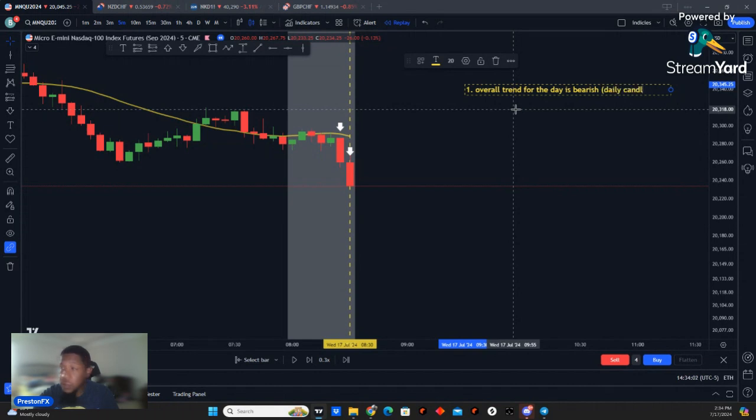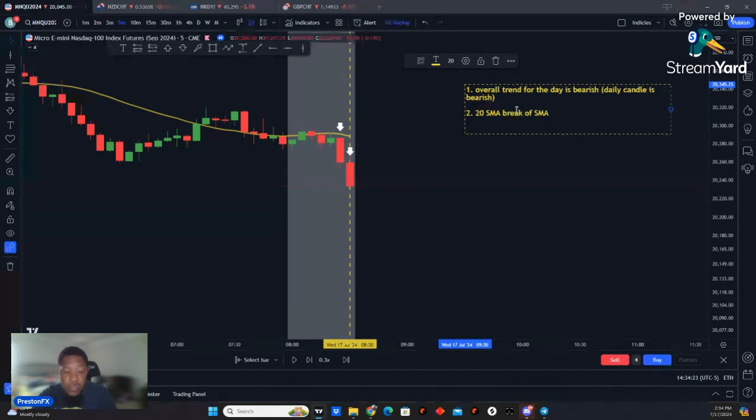Number one, the daily candle is bearish. Number two, for the strategy, the 20 SMA, a break of the SMA. Number three is what? Two candle highs.